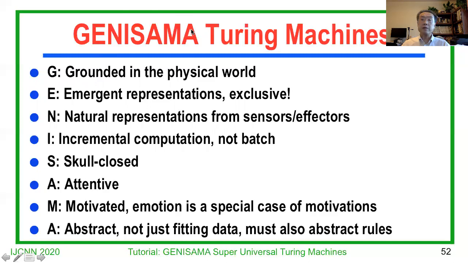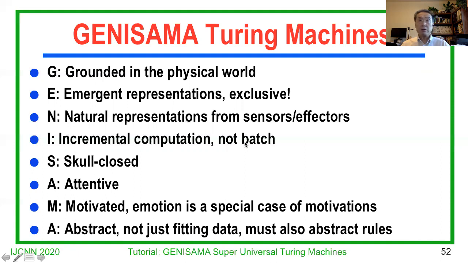Then we need a very important set of properties called Genesema Turing machine. Genesema has 8 letters. They are acronyms for GENISAMA. G for grounded in the physical world. E for emergent representation. You cannot have handcrafted representation in the network at all. You cannot open the scope. Natural representation from sensors and effectors. You want to tag directly these pixels and muscles. You cannot use any special coding because a coding method may lose information, all right?